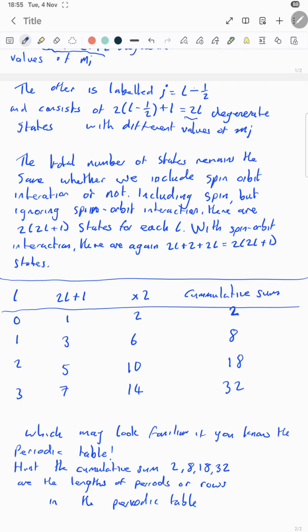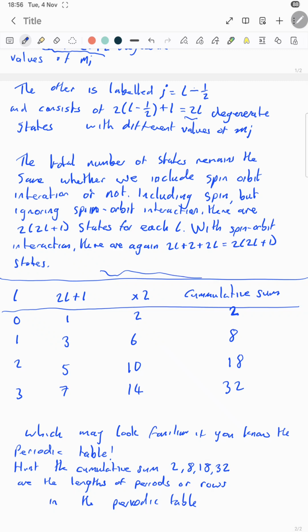The total number of states remains the same, whether we include spin-orbit interaction or not. Including spin, but ignoring spin-orbit interaction, there are 2(2L+1) states for each L. With spin-orbit interaction, there are again (2L+2) plus 2L, so 2(2L+1) states.